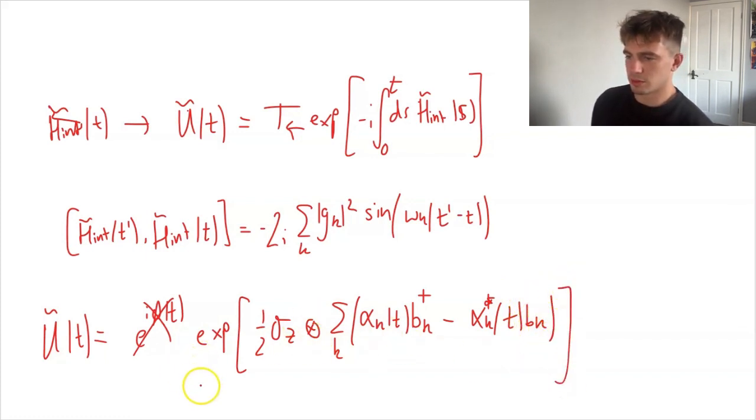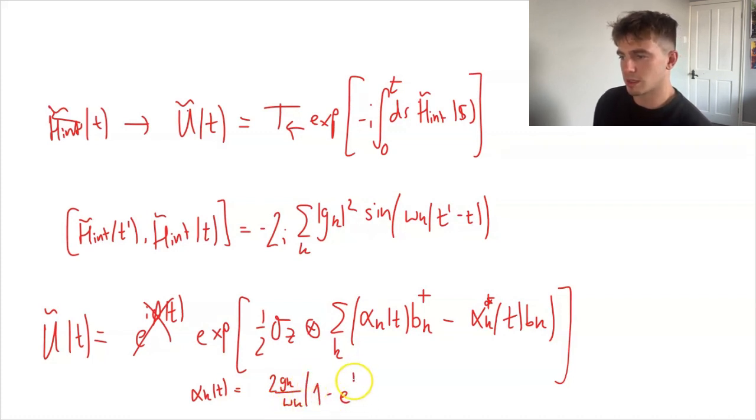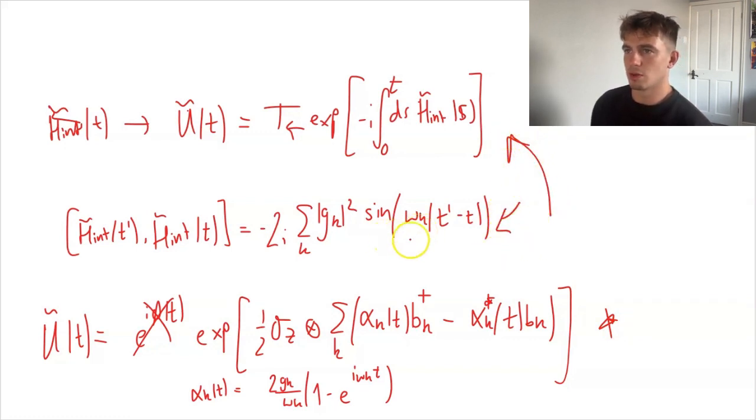And I'll quickly just write down what this alpha k of t is. So it's going to be 2 times the strength g_k divided by the mode frequency omega_k multiplied by 1 minus e to the i omega_k t. And we find this by actually solving this and using this commutator. But that's quite long to do, so I'm going to completely skip it. You'll just have to trust me.